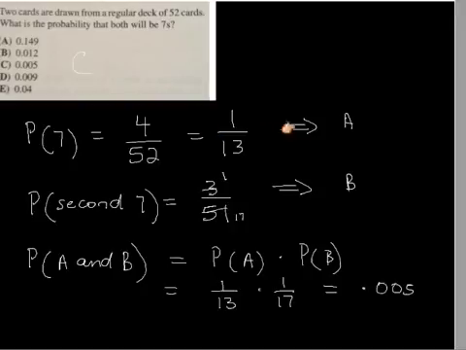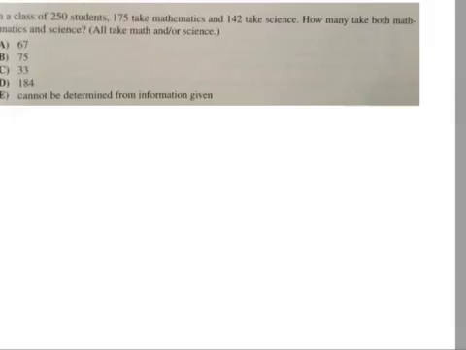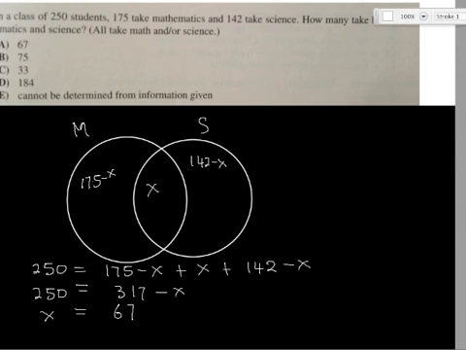If you consider the first draw as an event A and the second draw as event B, the question is, what is the probability of both events occurring, which is probability of event A and B is equal to probability of event A times probability of event B, which is simply 1/13 times 1/17, and you have 0.005. Try this one on your own and then run the video for the answer. Okay, the answer for this one is A.